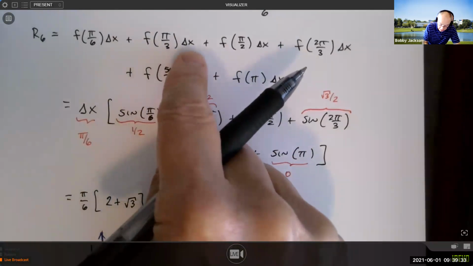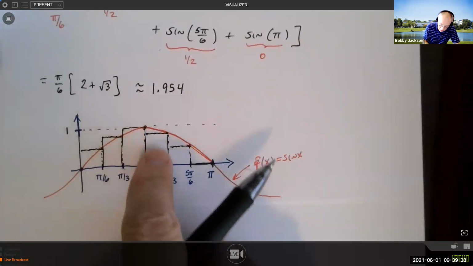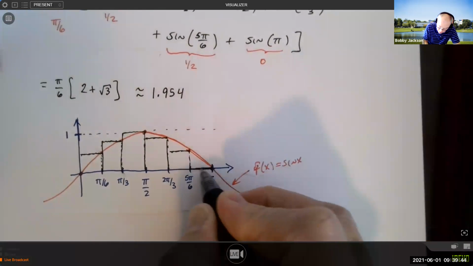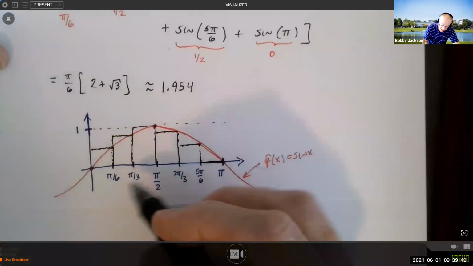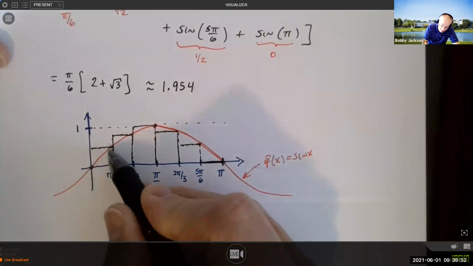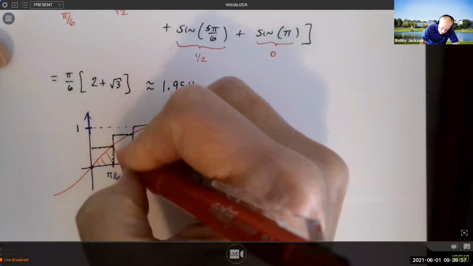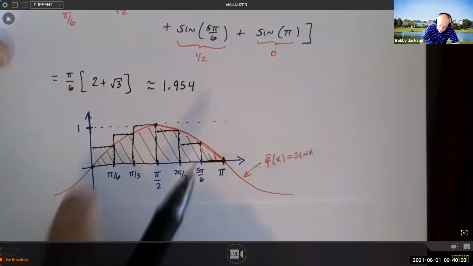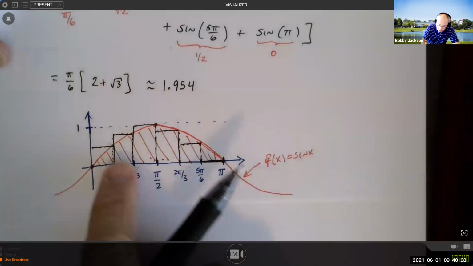And then f of pi over 3, the height, times delta x will give me the area of the second rectangle, and so on: third rectangle, fourth rectangle, fifth. Where's the sixth one? Well, remember, sine of pi is 0, so the height is actually 0. So we're just getting 0 for our estimate there. What we're trying to do with these sums is estimate the area under this red curve. Let me shade in that area. Here's what we're trying to estimate. We're estimating it with the area of these 5 rectangles, although the 6th one is just 0, but you can see how that works.